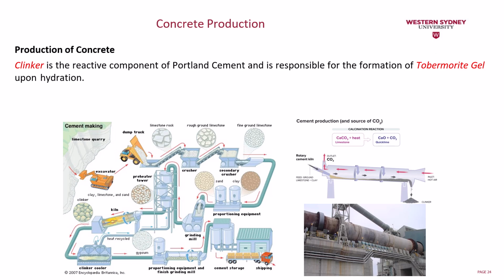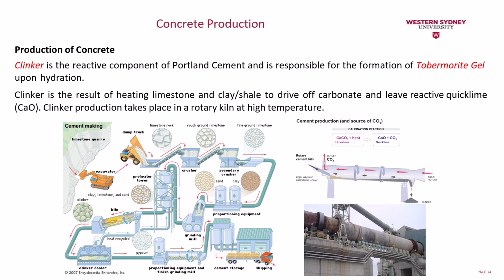The clinker is a reactive component of Portland cement and is responsible for the formation of the tobermorite gel upon hydration. The clinker is a result of heating limestone and clay or shale to drive off the carbonate and leave the reactive quicklime. Clinker production takes place in a rotary kiln at high temperature.